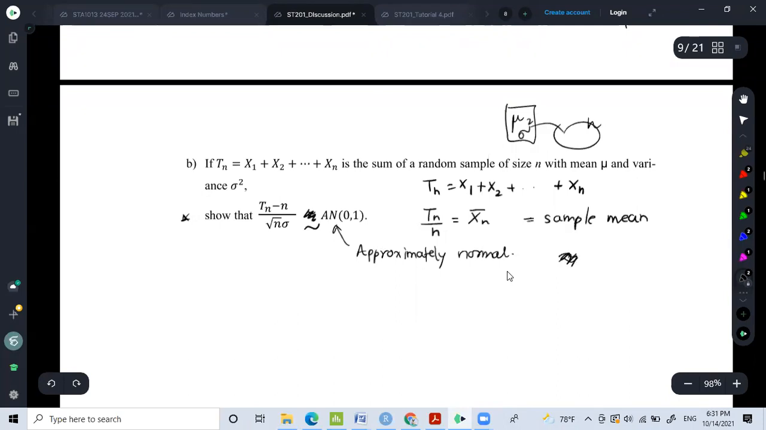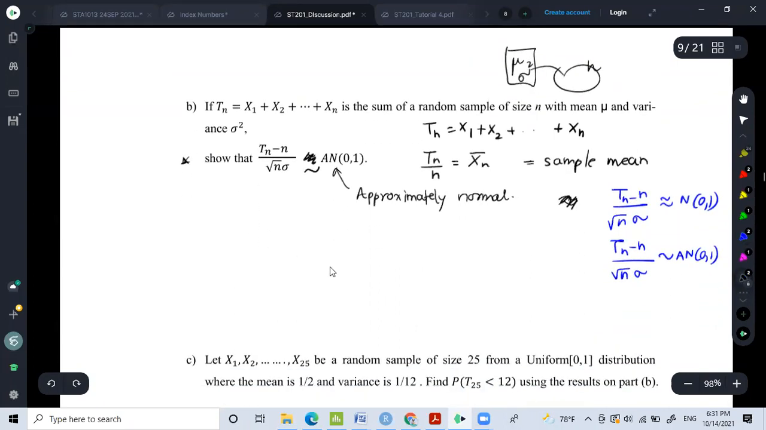When you have this, it means approximately normal. Why do you have a double tilde? Or in another way, this is AN. So it should be just one tilde. Sorry about that, it's a mistake. Now you have to show that this quantity is approximately standard normal, that is, with mean 0 and standard deviation 1.